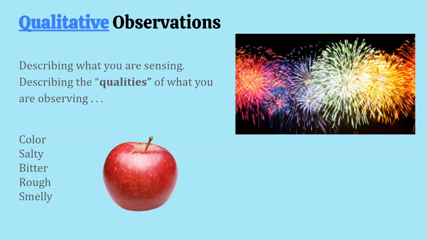It's describing quality. So if we look at the fireworks, we can see that they're different colors. We can see that they might be different shapes. The ones that we're seeing in the picture just look different colors. We can see in an apple, there are different colored apples. The skin is different. Some skins are bumpier, some skins are smoother, some skins are shinier. We can smell it. You can smell the fireworks if you're close enough. So all of those things are qualitative. Anything that tells us about the quality of what we're observing is qualitative.